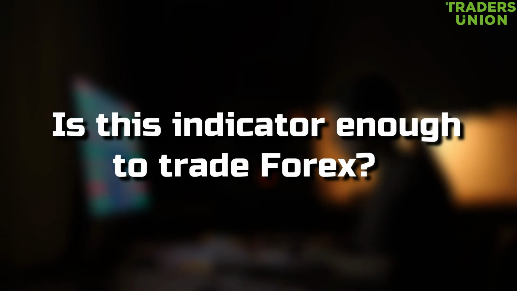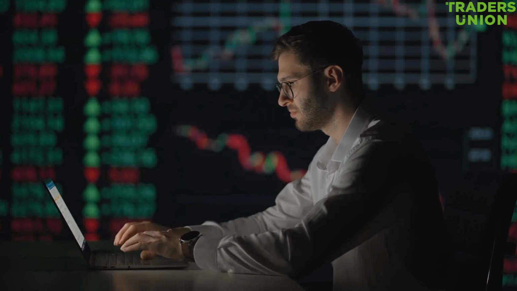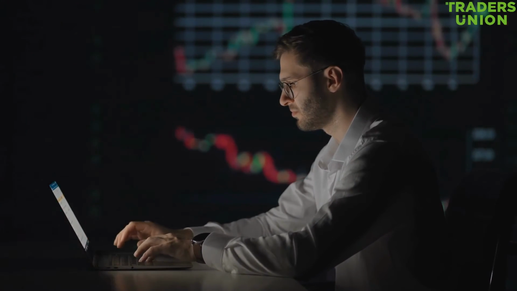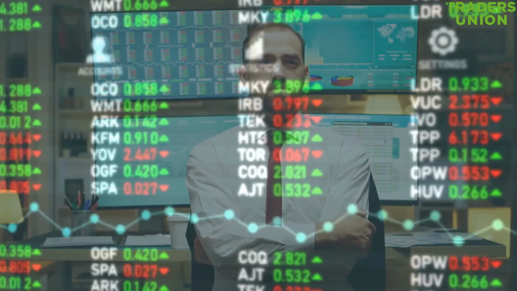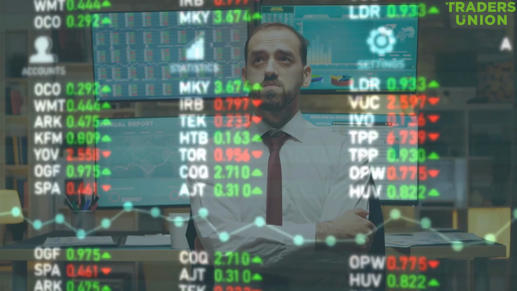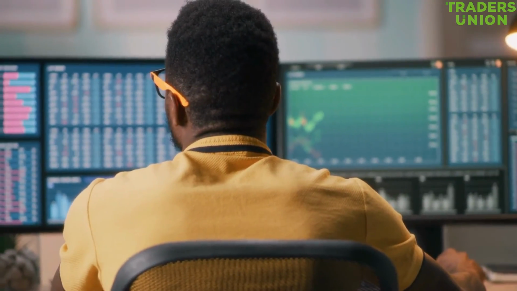Is this indicator enough to trade Forex? Totally. It is possible to employ the support and resistance indicator as a standalone technical analysis tool. It also functions very well as a filter for the signals that are generated by other indicators. Experiment with it and see what happens.